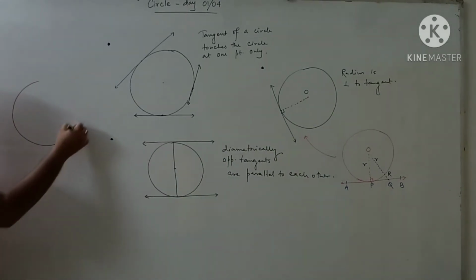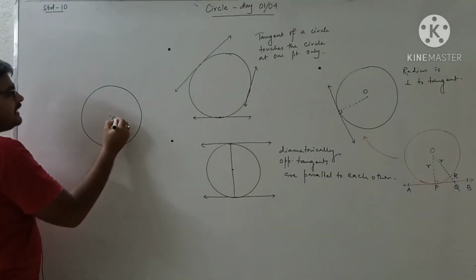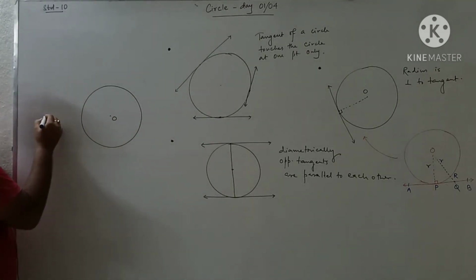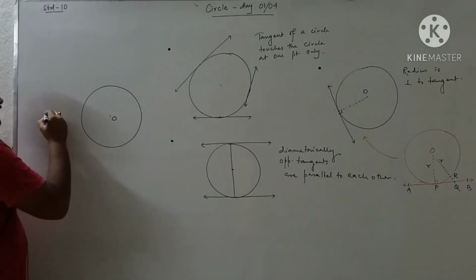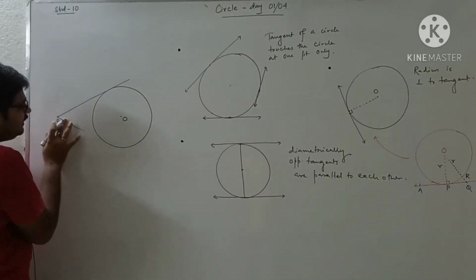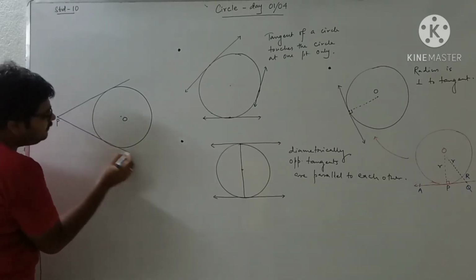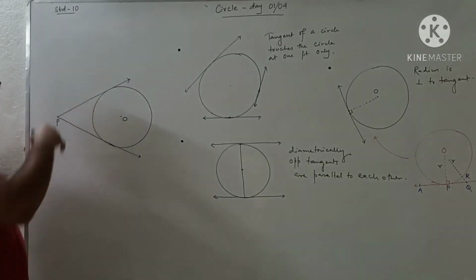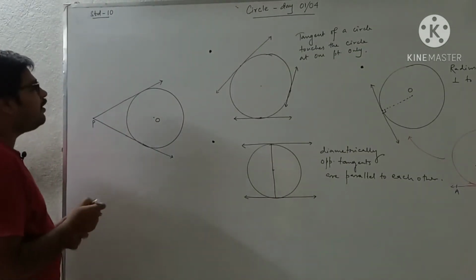Suppose I have drawn one circle here, and this is the center of the circle. Suppose I have chosen an external point P here. P is the external point, and from that point P, I have drawn two tangents to the circle. I think you have noticed the statement I used: from a particular external point, I can draw only two tangents to a circle. So this is one of the properties we can consider.